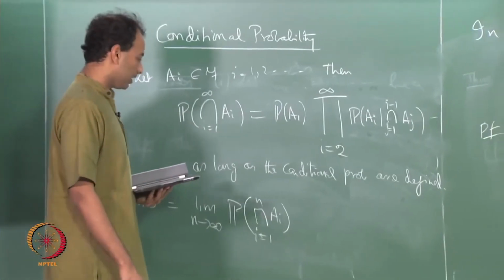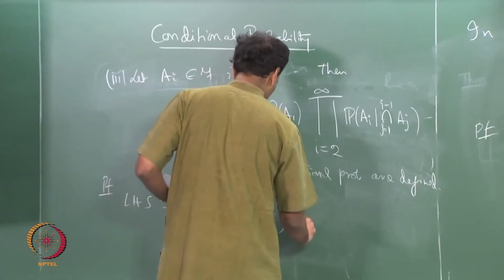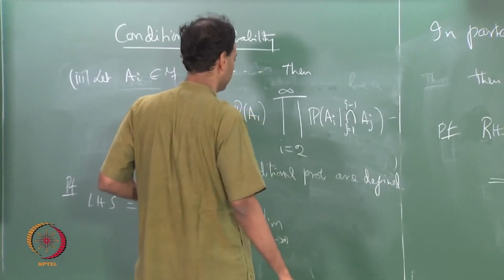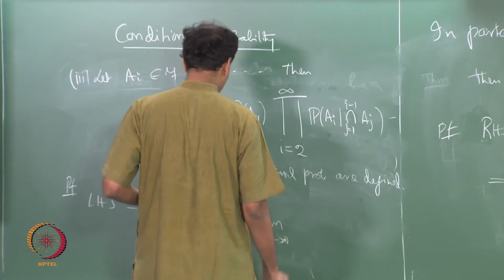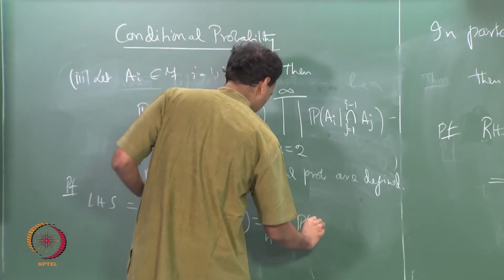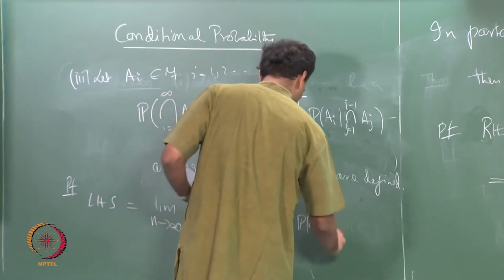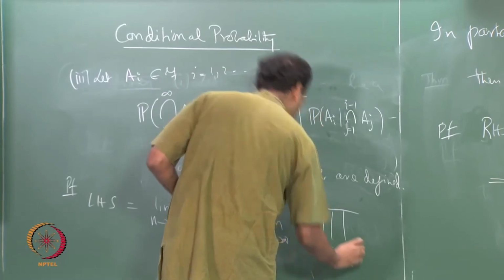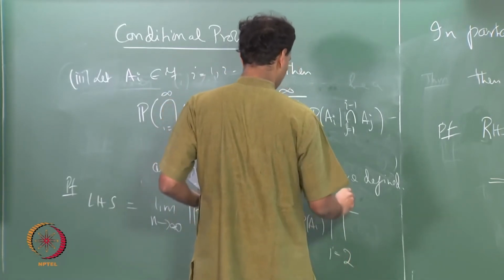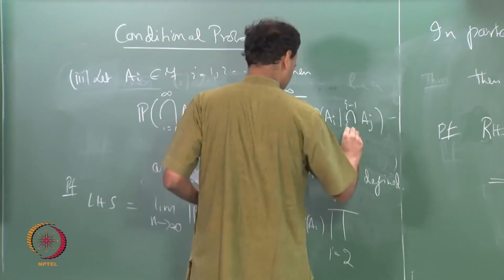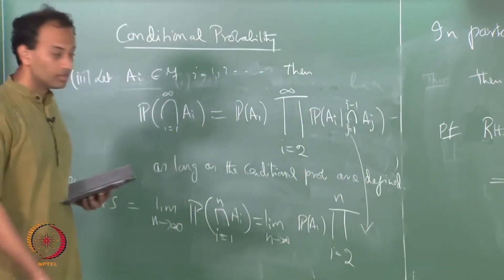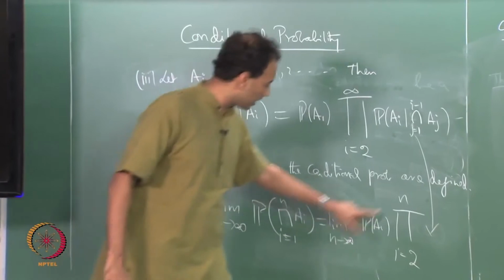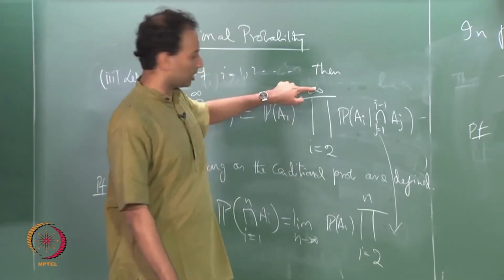So, I can keep the limit and write this as the probability of A_1 times the product, i equals 2 to n, of all that, right. And then you are sending n to infinity in the product, right. So, that will become this.